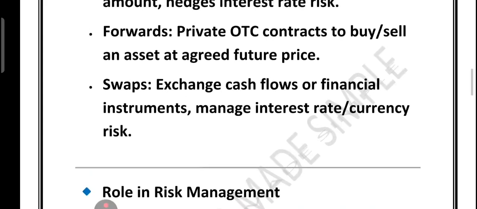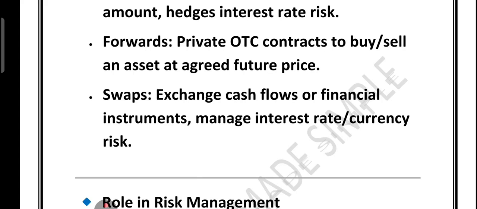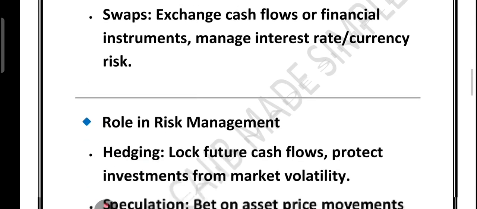So let me just summarize. Future: standardized, exchange traded, high liquidity. Forward: flexible, private OTC contract. FRA: forward on interest rate. Swap: exchange of cash flow or assets for risk management.